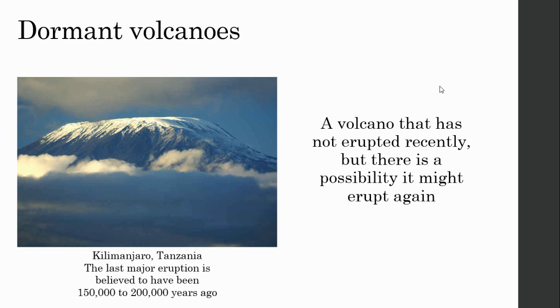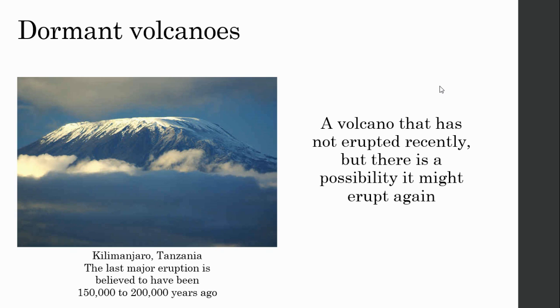So our second volcano was dormant. Show me your action for dormant. Excellent, well done. A dormant volcano is a volcano that has not erupted recently, but there is a possibility it might erupt again. By recently, I don't mean a week ago or a month ago or a year ago. Recently, in terms of volcanoes, is about 1 million years. An example of a dormant volcano is a mountain called Kilimanjaro, which is in Tanzania in Africa. The last major eruption is believed to have been 150,000 to 200,000 years ago. So that's a really, really, really long time.